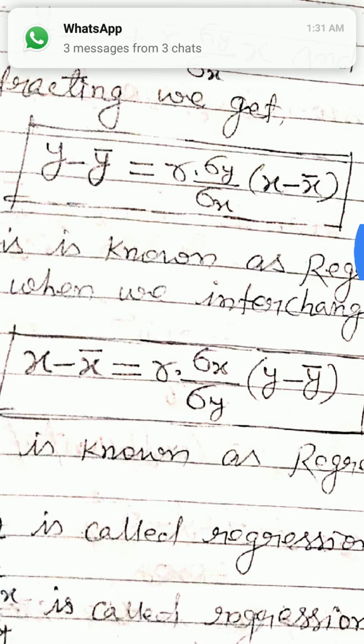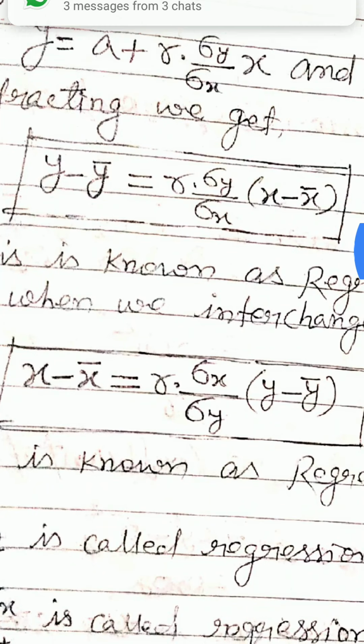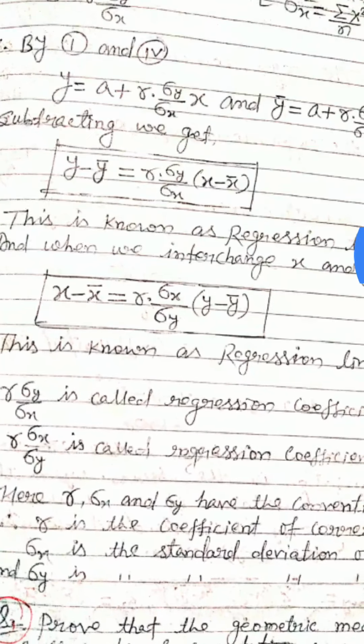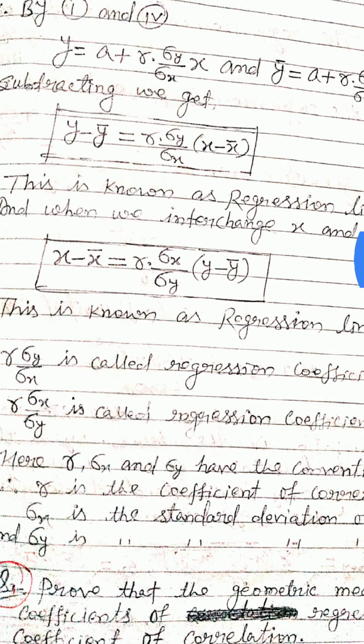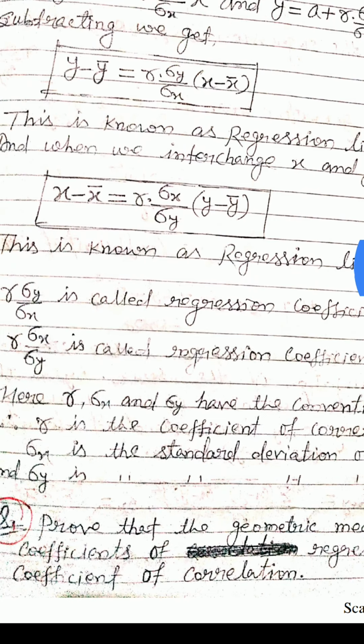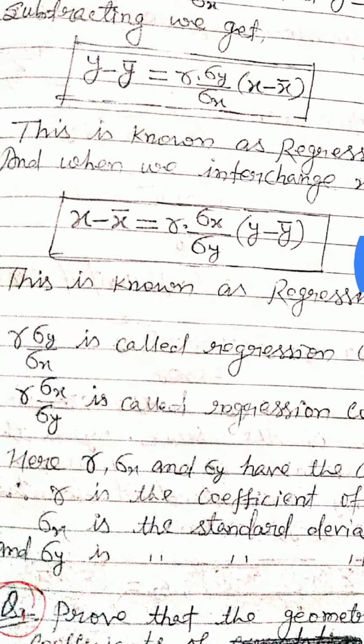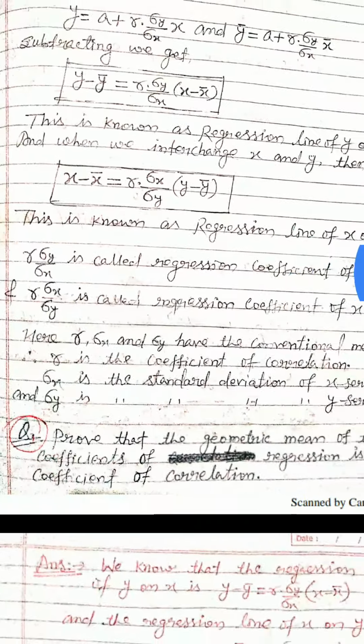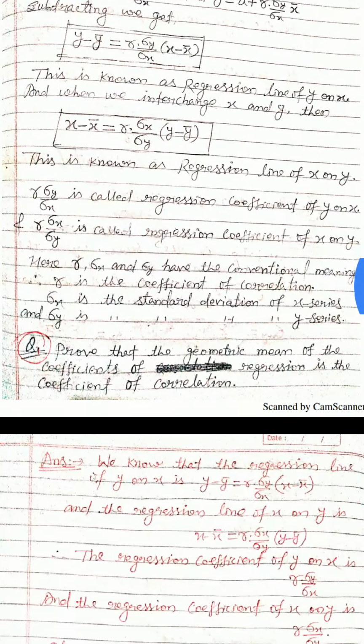Similarly, we can find the equation of the regression line of x on y. That means in that equation we get x in place of y and y in place of x. So that's the equation we can find similarly. Okay, so that's the equation of the regression line. These are known as the regression line of x on y and the regression line of y on x.